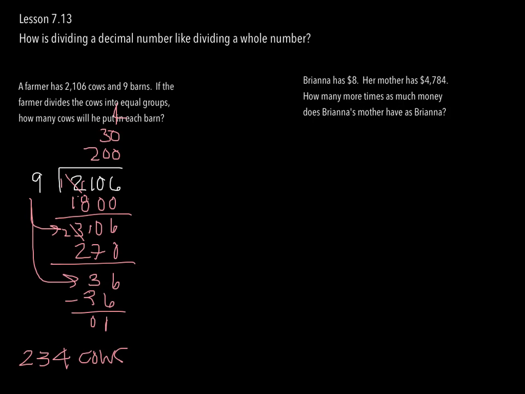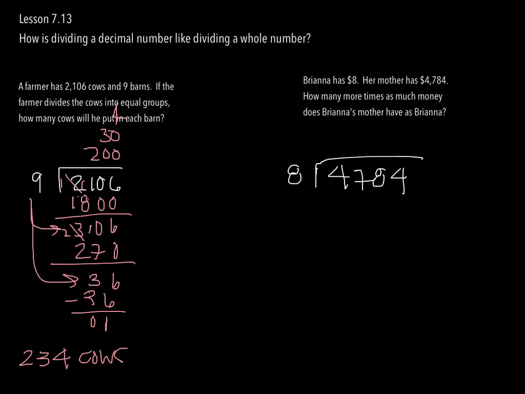All right, now let's look at Brianna and her mother. Brianna has $8. Her mother has $4,786. How many more times as much money does Brianna's mother have than Brianna? So again, we're going to be dividing here. I'm going to do digit by digit here. We're going to take $4,784, and we're going to divide that by 8.